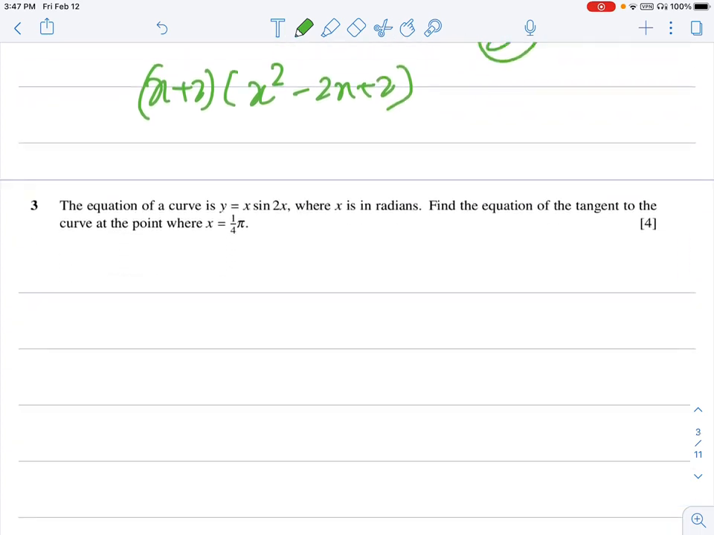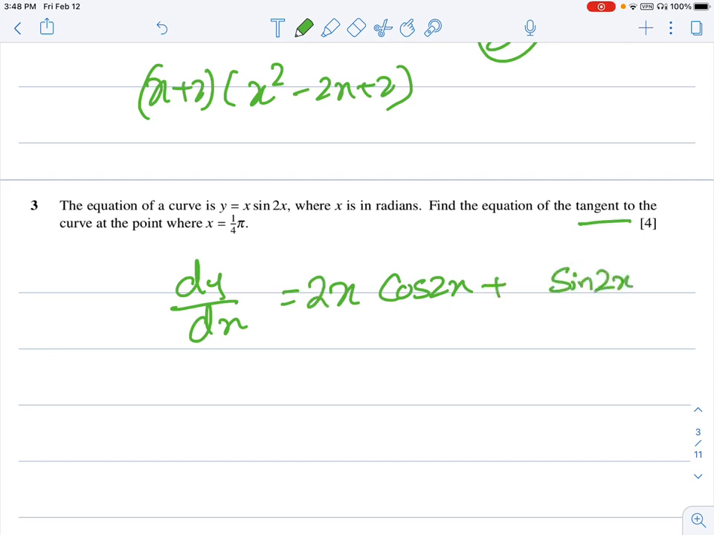Question number 3. The equation of the curve is y equal to x sine 2x. Find the equation of the tangent. So first, what am I going to do? I'm going to find dy by dx. For x sine 2x, the derivative is x times cosine 2x times 2, then sine 2x as it is, times the derivative of x, which is 1. Then plug in pi by 4 over here.